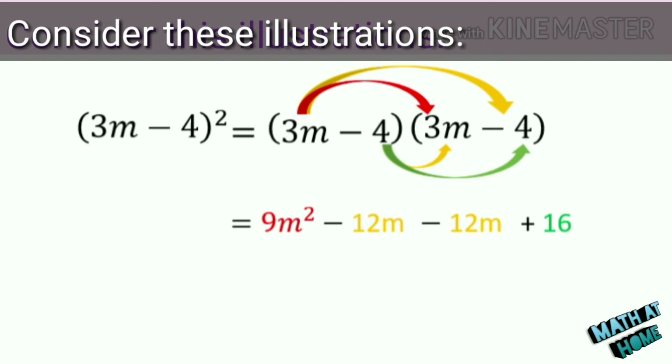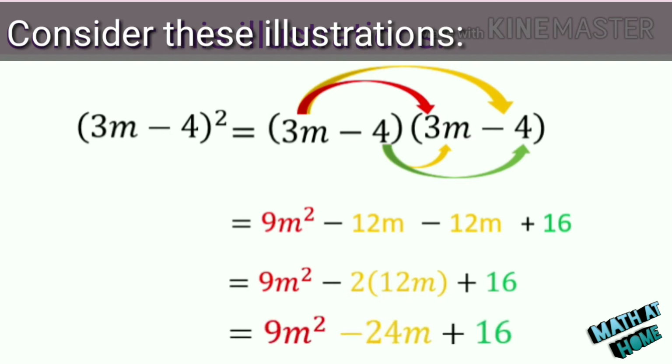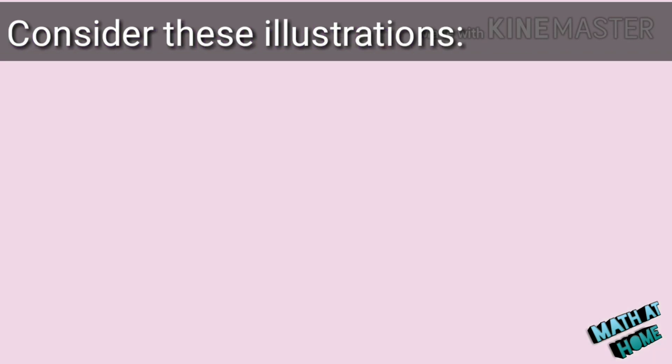So we have 9m squared minus 2 times 12m plus 16. Then we get the product of negative 2 times 12m, and we now have 9m squared minus 24m plus 16. So this is now the product, the square of the binomial 3m minus 4.